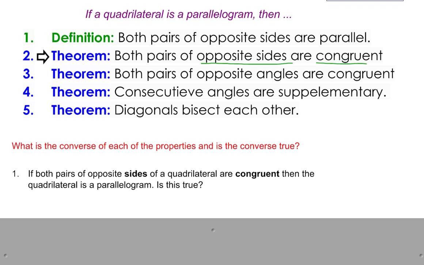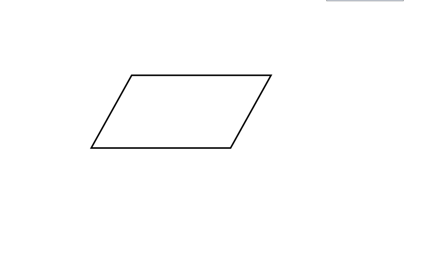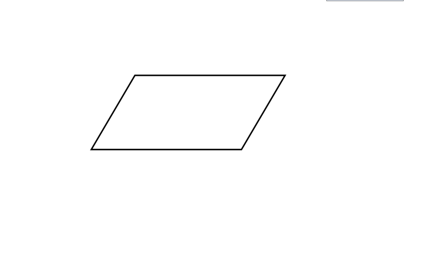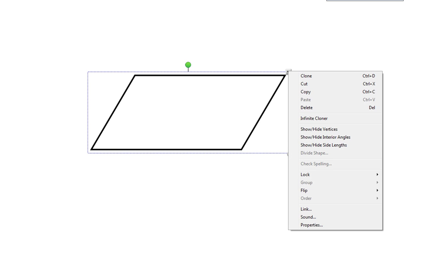Is this true? Well, let's investigate that. I'm going to create a quadrilateral where both pairs of opposite sides are congruent, and let's see if that's a parallelogram. Let's draw a nice parallelogram, I'm sorry, a quadrilateral. As a matter of fact, I'm going to delete this because it looks too much like a parallelogram. I'm going to create a quadrilateral, a four-sided figure.